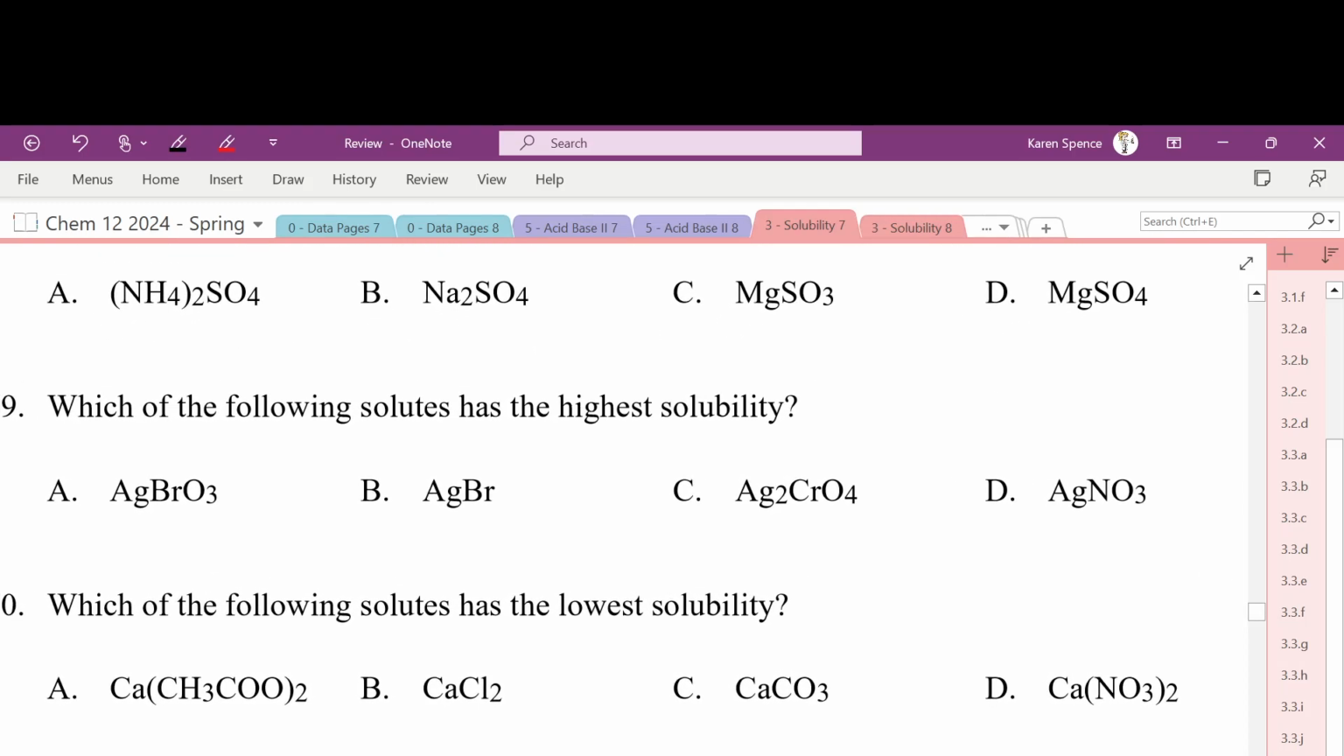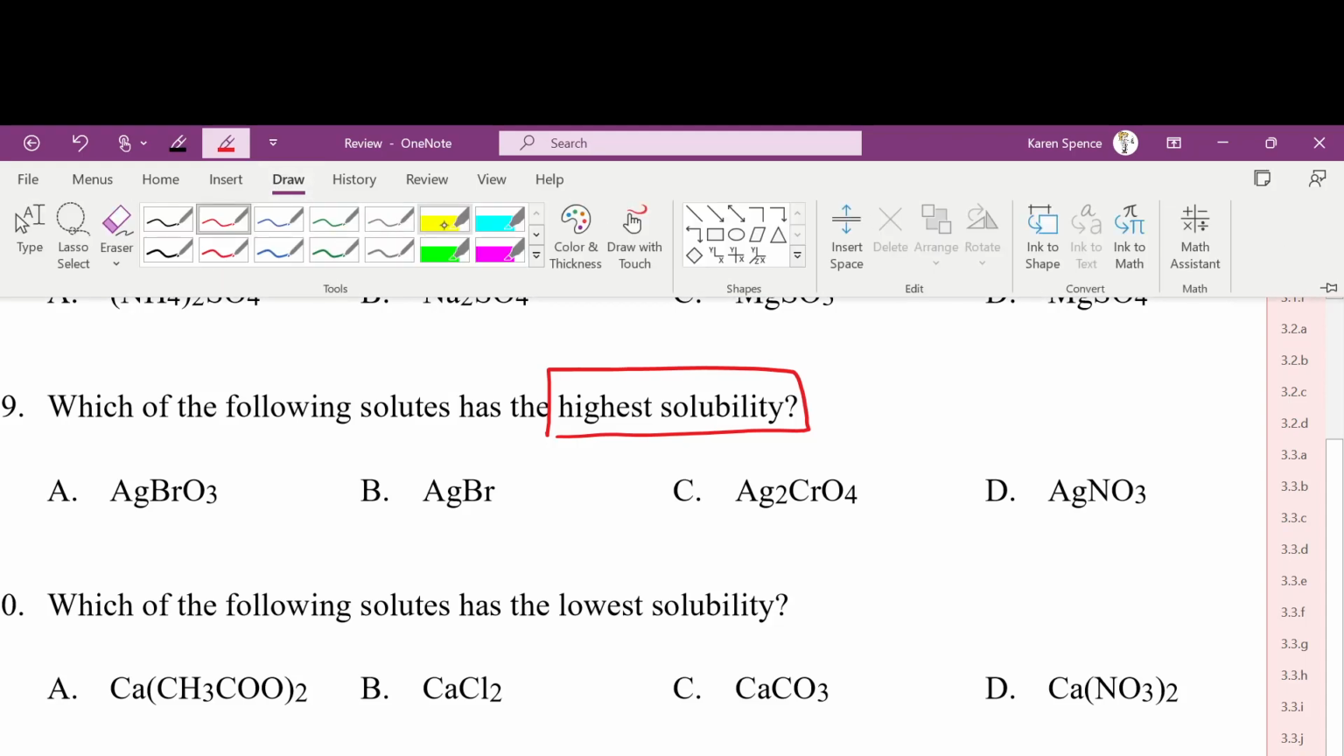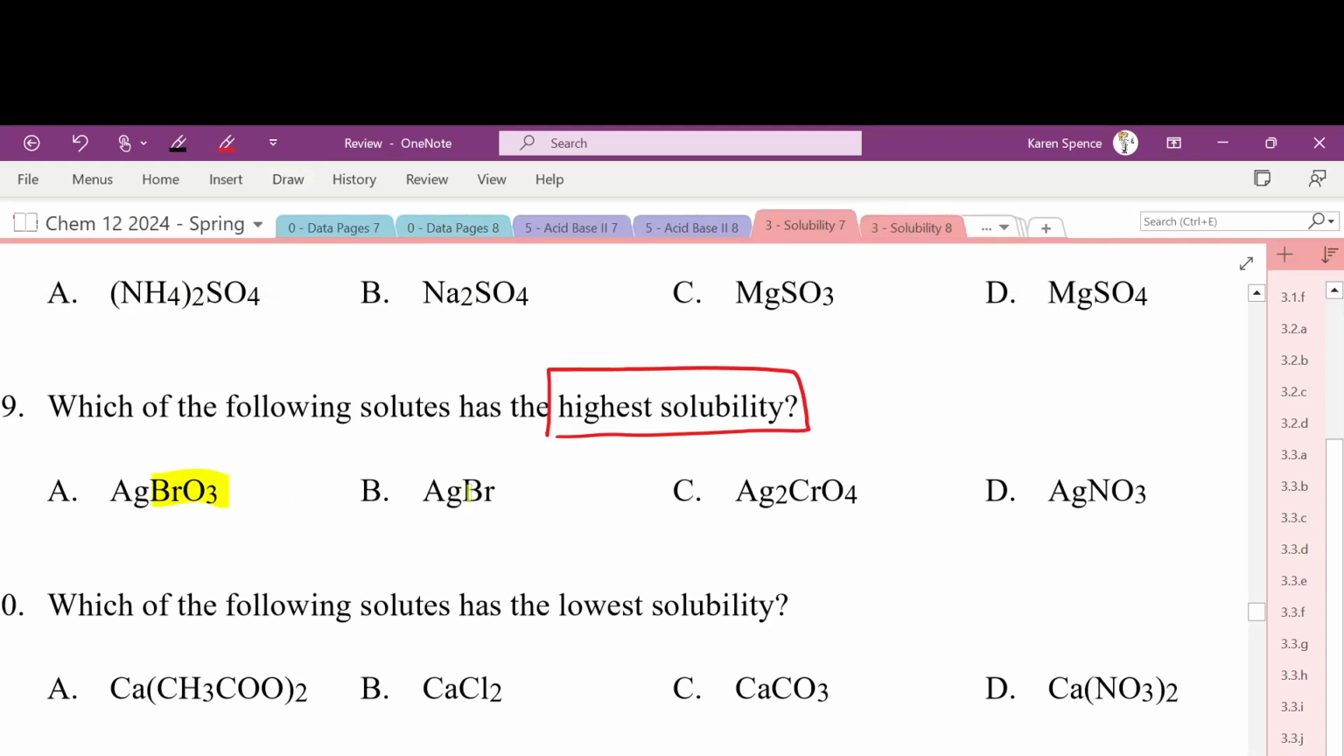Which of the following salts has the highest solubility? All right. Well, they all contain silver, so let's look at our anions and see if any of them stand out immediately. Bromate, bromide, chromate, nitrate. Nitrate. Nitrates are soluble with everything, which means it will have the highest solubility.